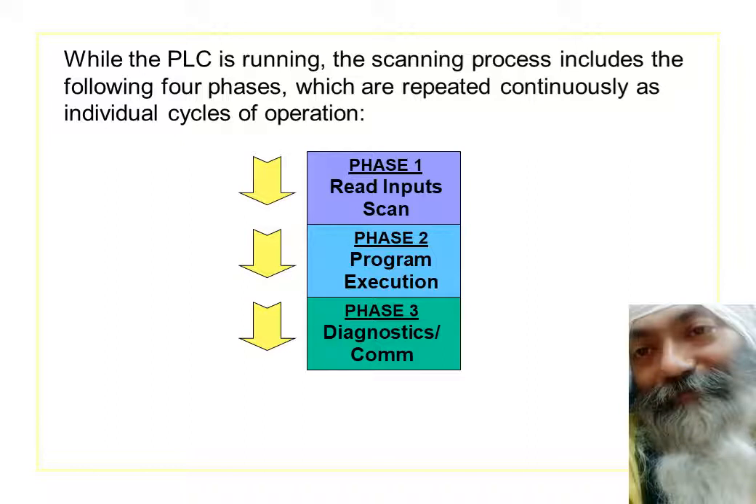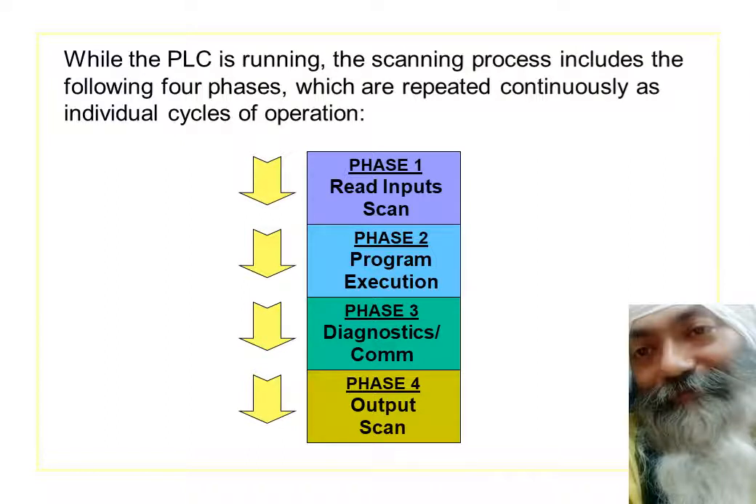Once it is established that everything is in order, only then does the output of the program go to the actual field devices. So that becomes phase 4. We can call it the output scan, and this output scan immediately goes back to phase 1. So that is how you can say this is one cycle and second cycle and third cycle. It continues like that.